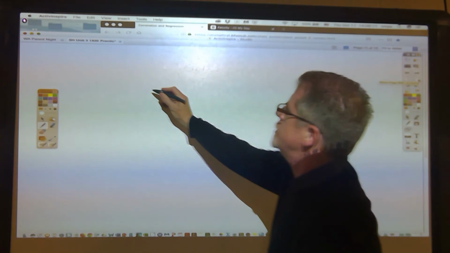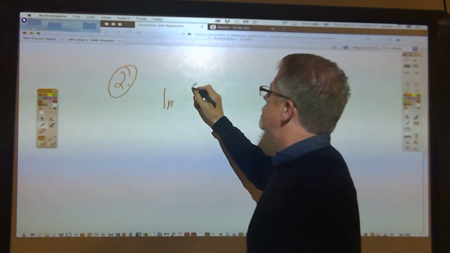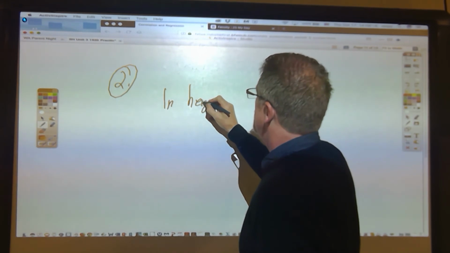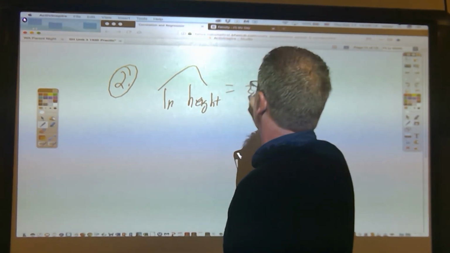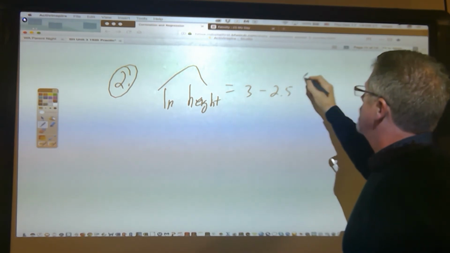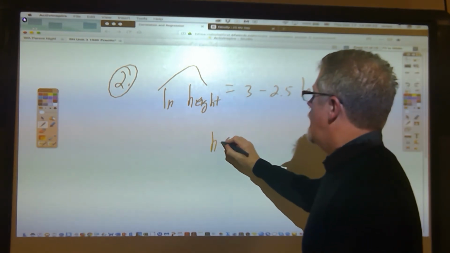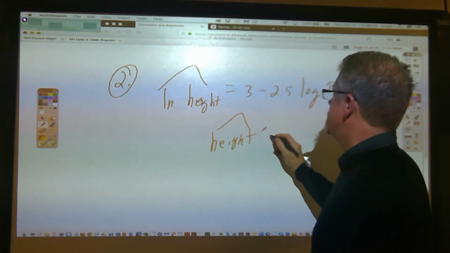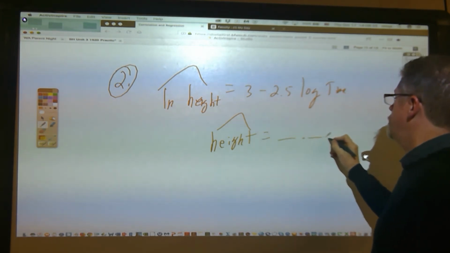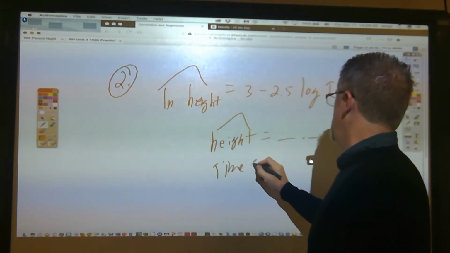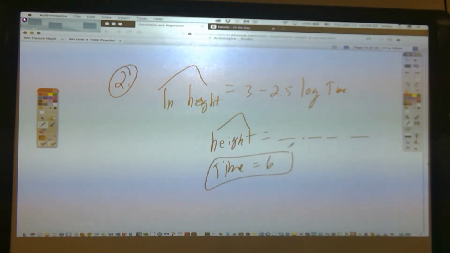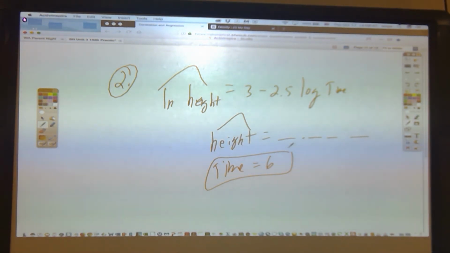Here we go. Next, number 2. Natural log height hat equals 3 minus 2.5 times the log of time. I want you to use your calculator to find the predicted height, rounded to 3 decimal places, when time equals 6. The bell's going to ring, so just do this problem before you go and show it to me on your calculator. Show it to me before you leave the room.